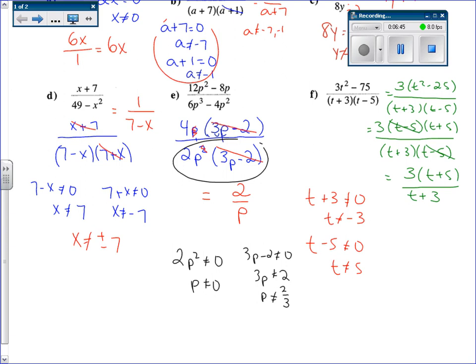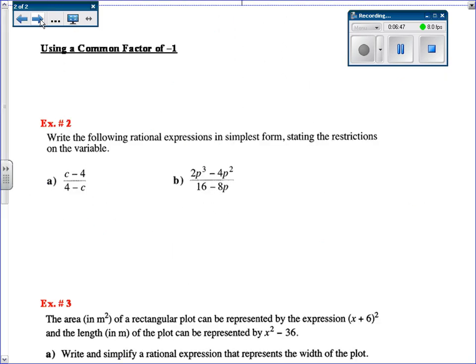Okay. Next example. Using a common factor of negative 1. Sometimes you can use this. What this does, if you multiply by negative 1, it changes the place of the negative number. And this is best illustrated by an example.